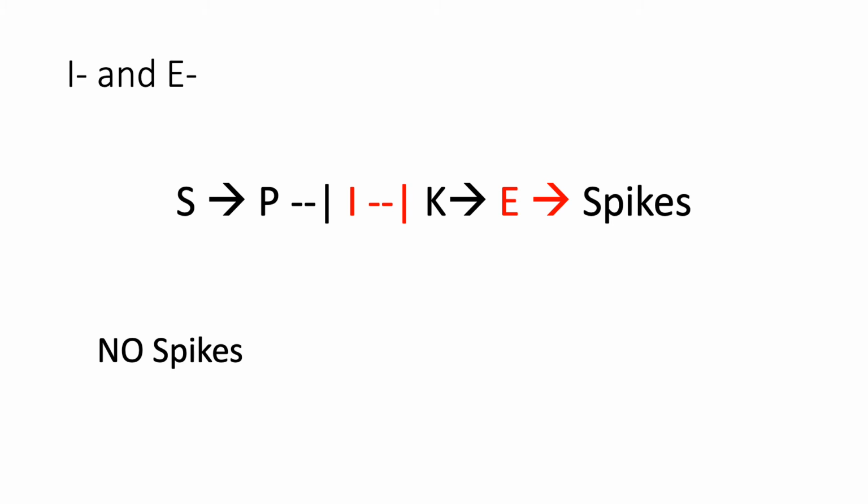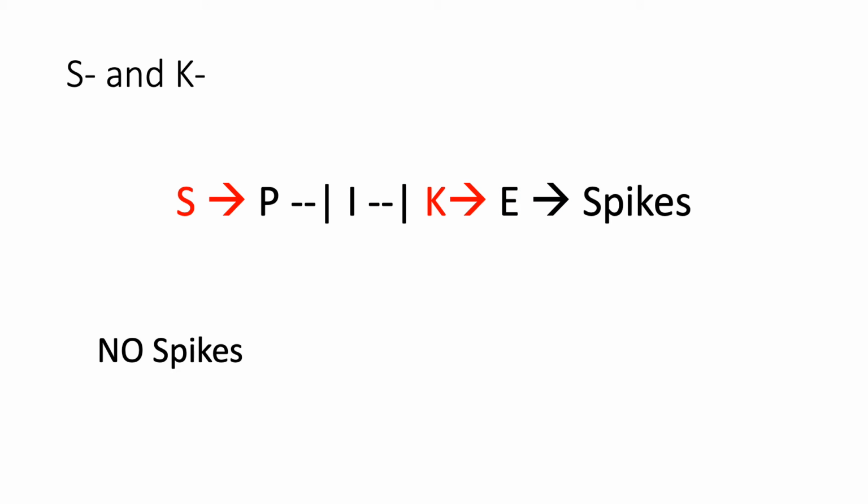Now we will be looking at what will happen when I and E are lacking from the developmental network. Since I is upstream from E, its effects are not as important as E's. When E is lacking, it cannot promote the expression of spikes, so this cell will not have spikes.